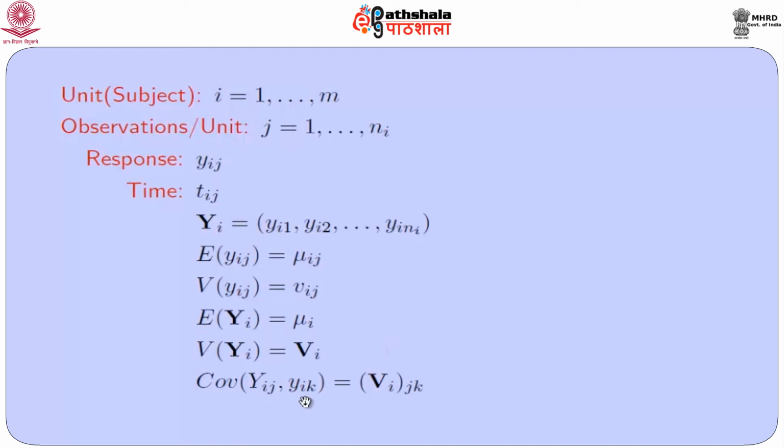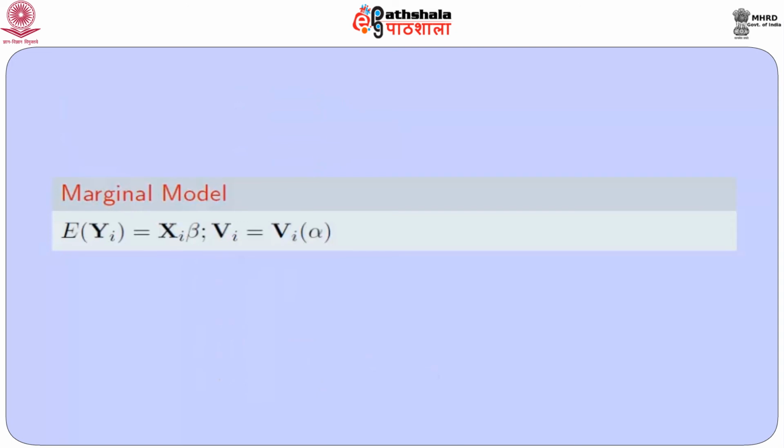Now there are 3 ways of modeling longitudinal data. The first is the marginal model. In the marginal model, the focus is to see what the mean level and the mean trend are. So we basically have two models: one models the mean, and the variance is modeled in terms of a smaller number of parameters. More to come in the marginal model example.